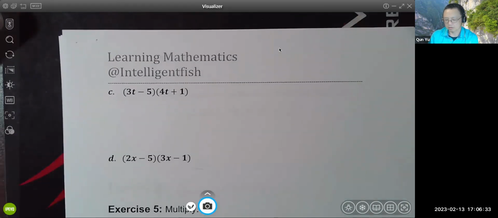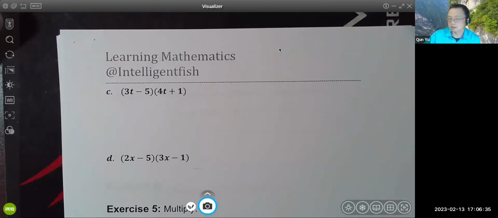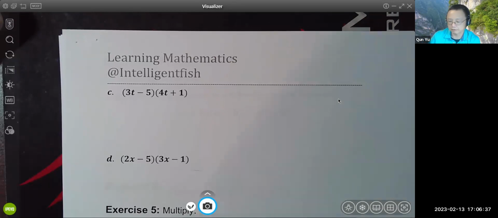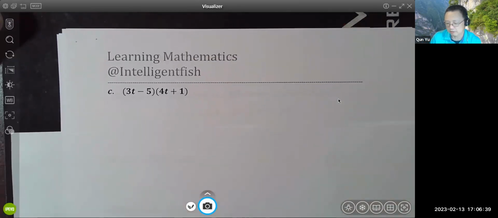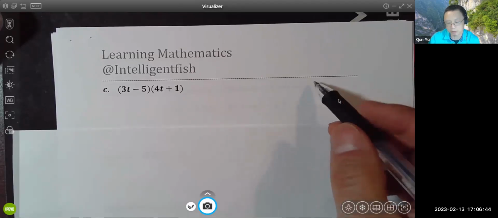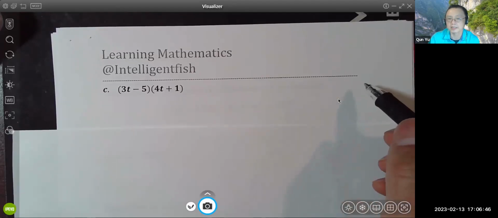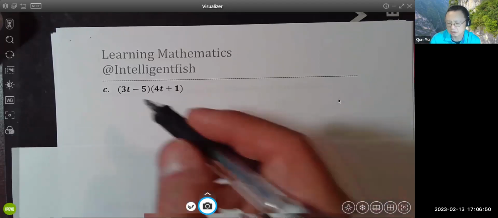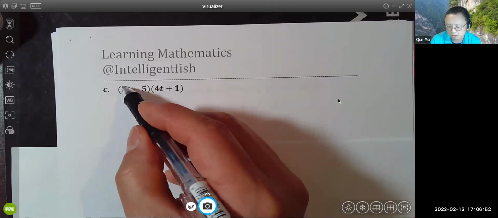Now, how about this one? I'm going to do this also. First, we do distribution, so at least everybody can do it after this demonstration. Then I'll do it one more time on the right side to make it a little bit faster. Okay. So first, we do distribution.